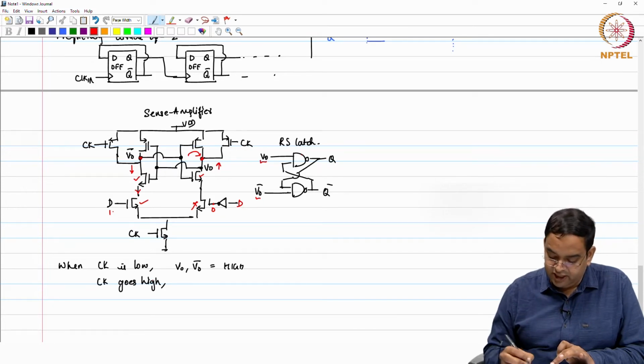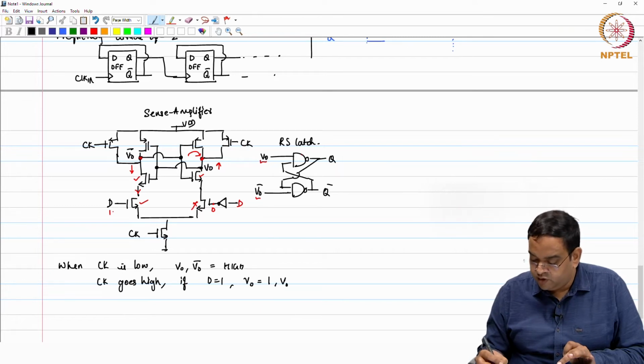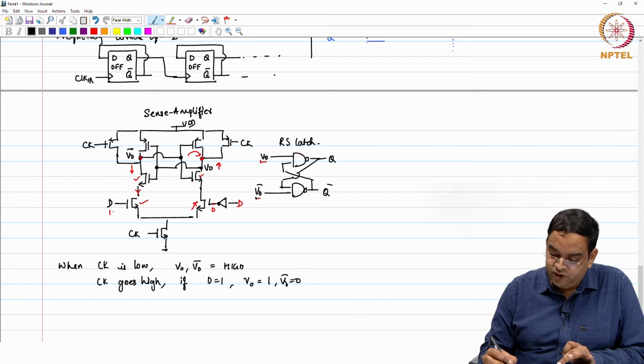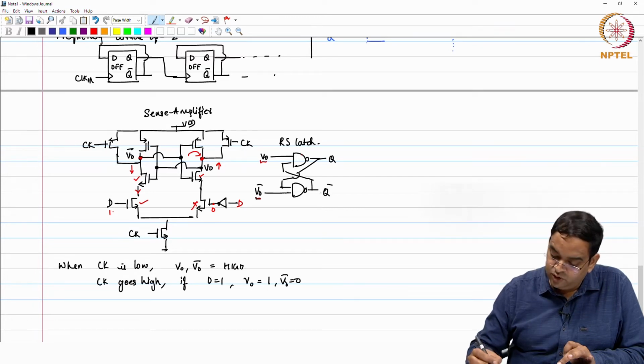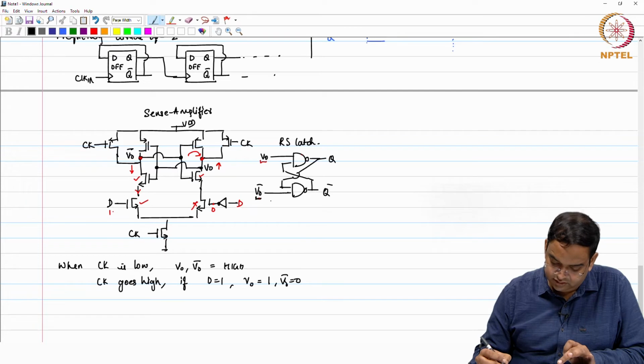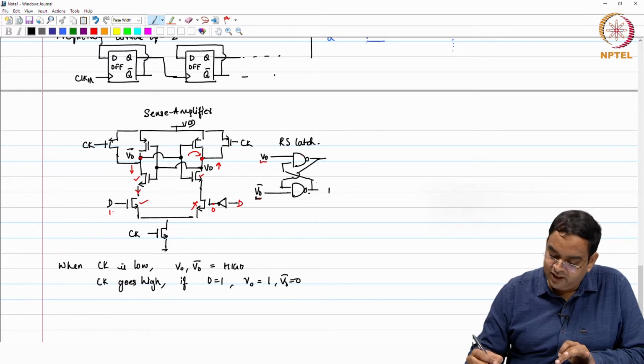So, as Ck goes high, if your D is equal to 1, VO is equal to 1 or VDD and VO bar is 0. As soon as your VO bar is equal to 0, your NAND gate output goes to 1, and this other output, with 1 and 1 at its inputs, will go to 0. So, let us say this is Q and this is Q bar in our case.